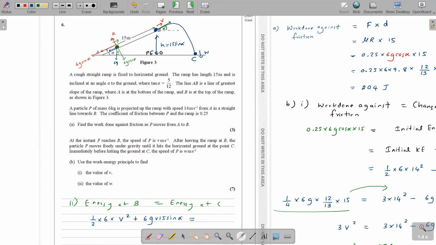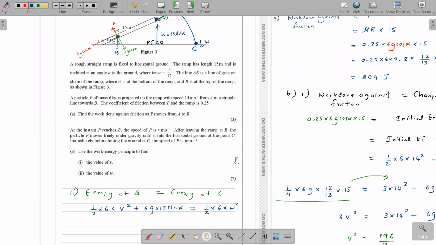Energy at C we have when you hit the ground. You have the kinetic energy, half mv square, where the velocity is W, so half m W square. And do we have any GPE? When you hit the ground, there's no GPE, right? You're on the ground level.